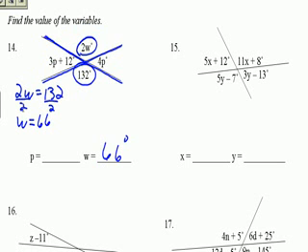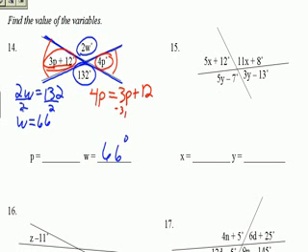We also know that we have vertical angles right here. This angle and this angle, they should be equal. So 4p is equal to 3p plus 12. If we subtract 3p from both sides, using our subtraction property of equality, we get p equals 12. And that's how we would solve it.